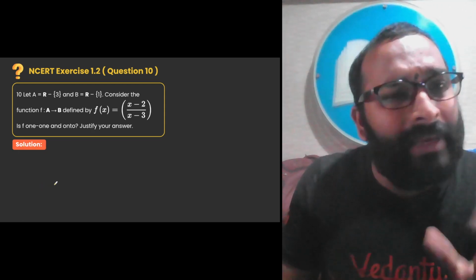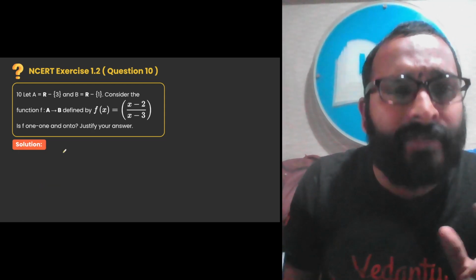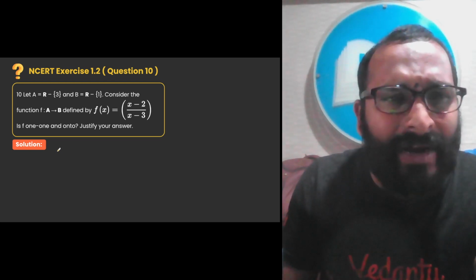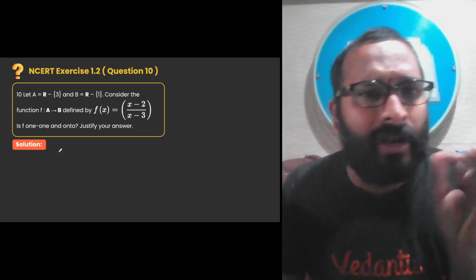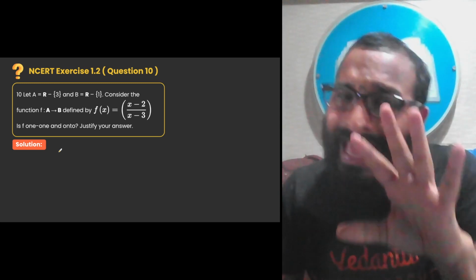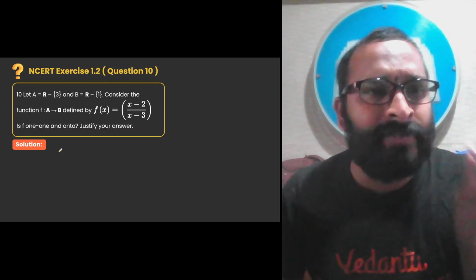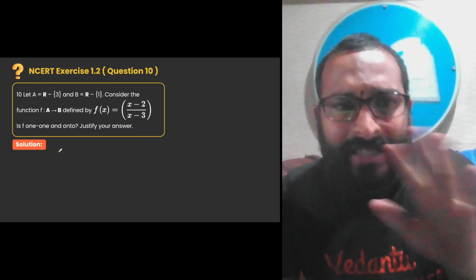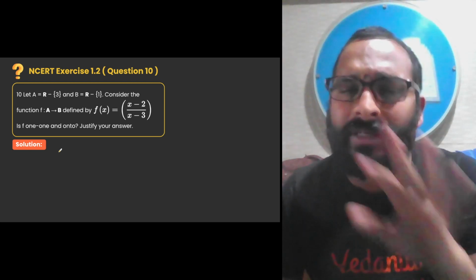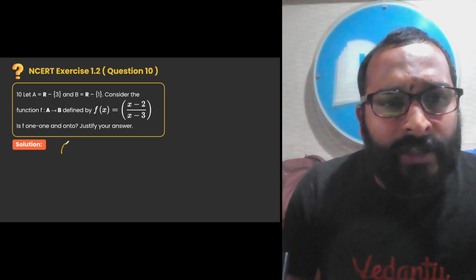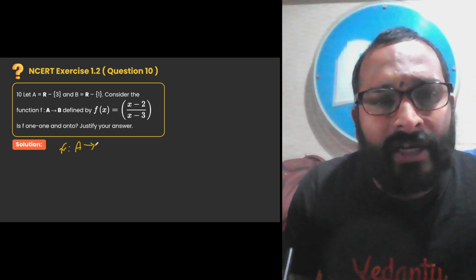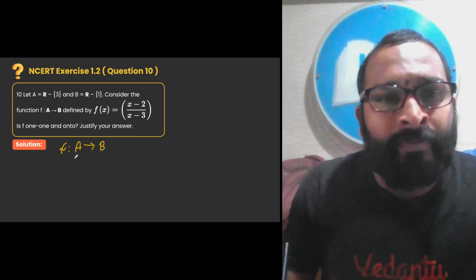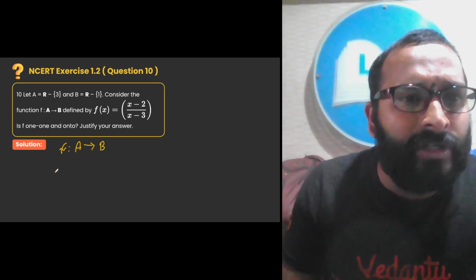A is a domain and B is a codomain because here the function is from A to B. A is defined as the set of real numbers excluding 3, and B is defined as the set of real numbers excluding 1. So remember children, this is very important. A is the set of real numbers excluding 3 and B is the set of real numbers other than 1. So this function is defined with domain as set A and codomain as set B, and we need to check whether the given function is 1-1.